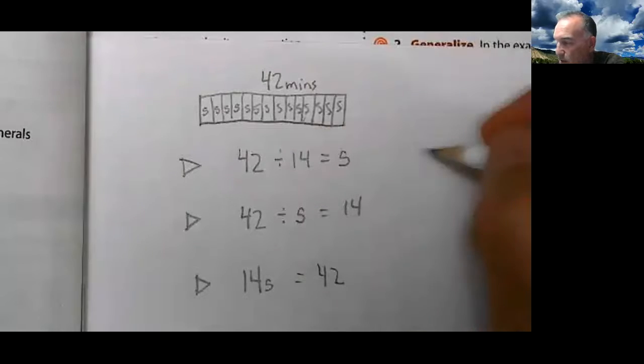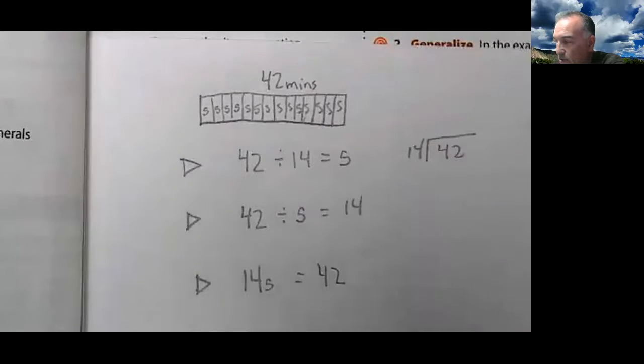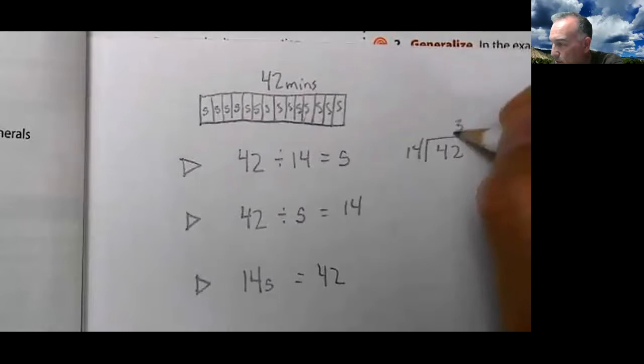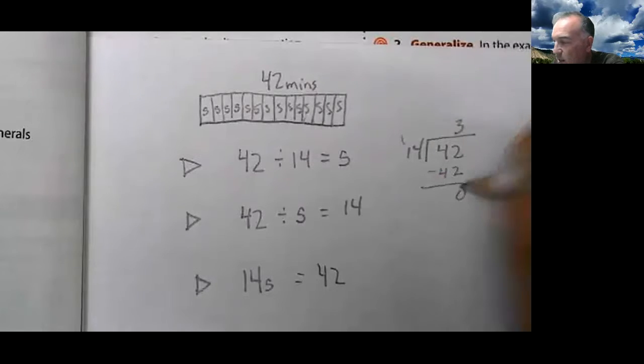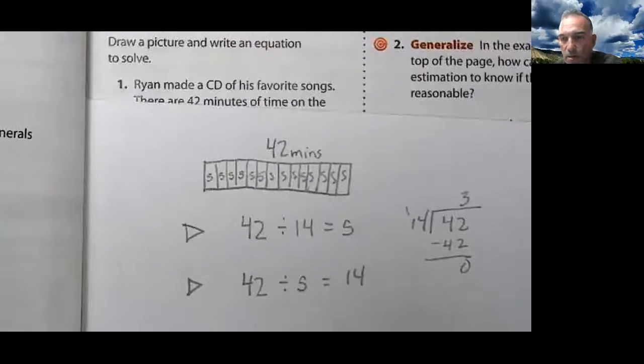I could solve any of these. 42 divided by 14. Is it 4? Is it 3? It's 3. 3 times 4 is 12. Each song is 3 minutes long, right? So I know that each song, S, equals 3.